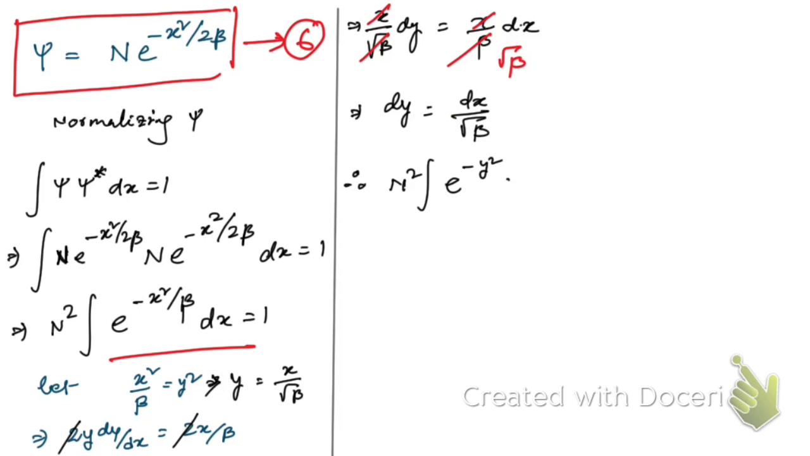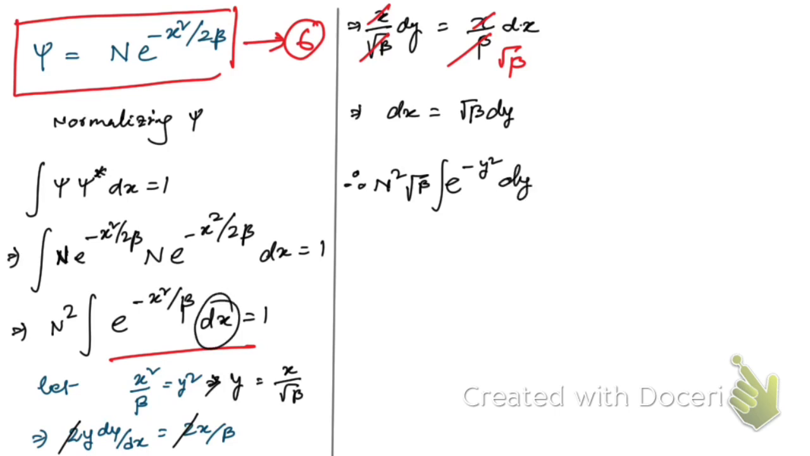Just wait. It can be written this way, dx is equal to root beta into dy. Root beta is a constant, so it can be written outside the integral. So let me write the root beta here and dy. Instead of dx we have written root beta dy, right? So root beta is taken outside the integral. Hope you have understood this.